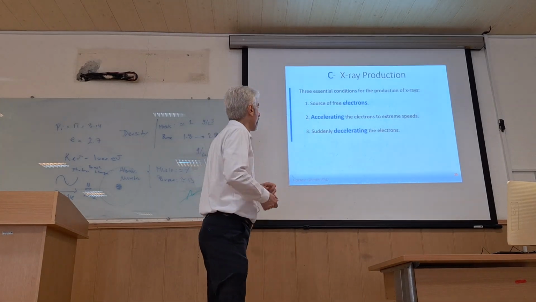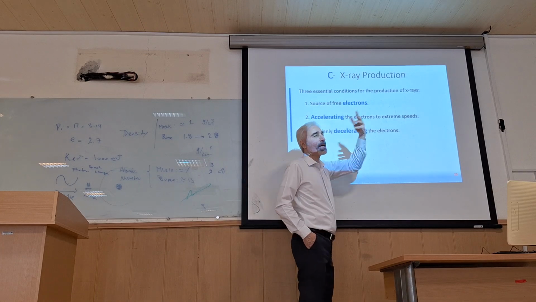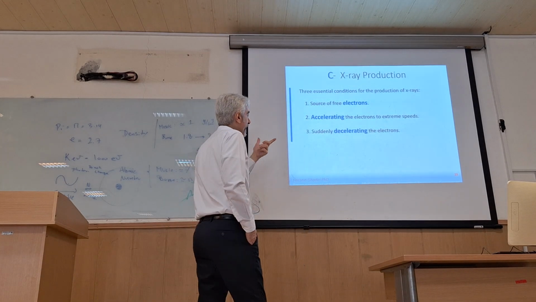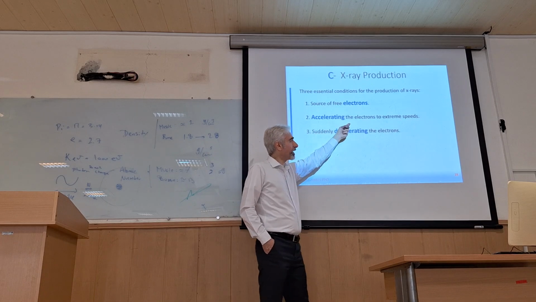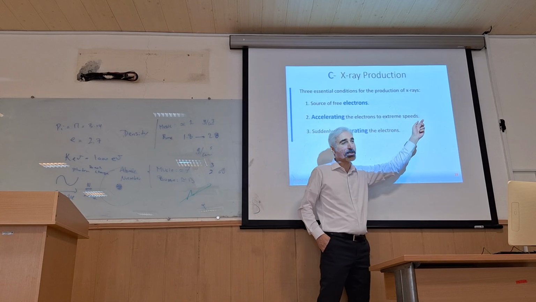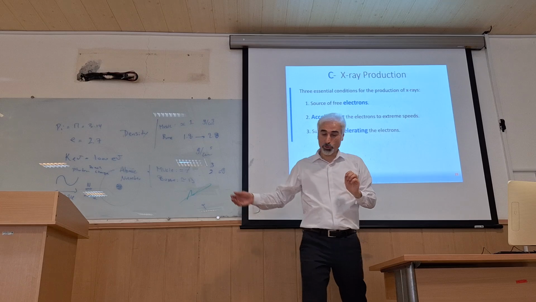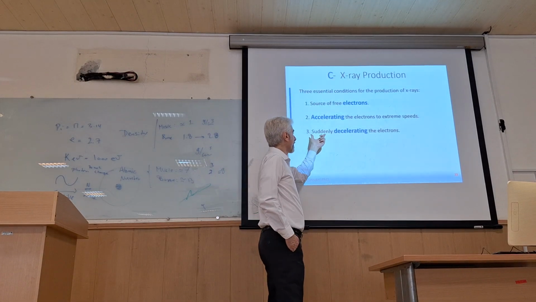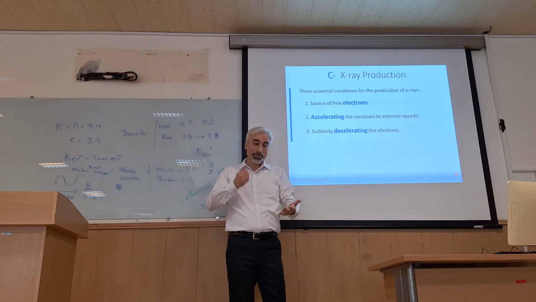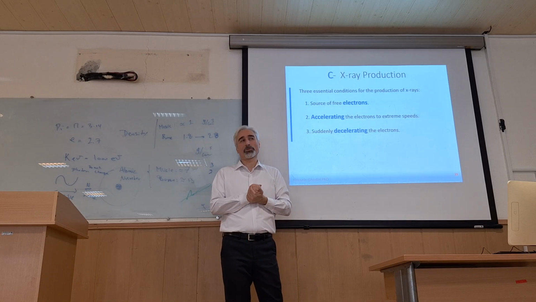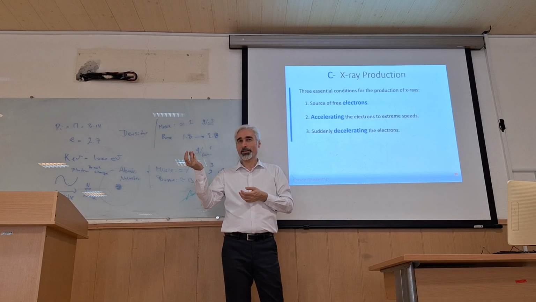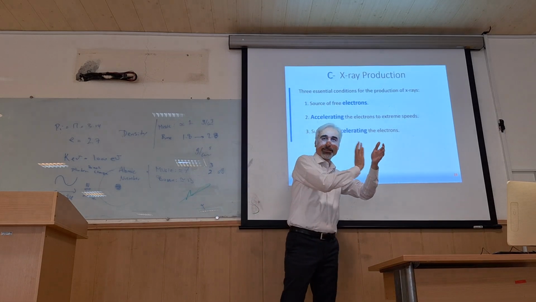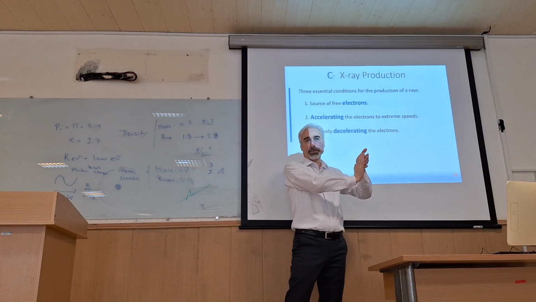First of all, we need a source of electrons. How can we find electrons? Then accelerate the electron to very high speed, make the electron move at a very high speed, and then suddenly stop the highly accelerated electron. Make a free source of electrons, accelerate it, and then stop the electron suddenly.